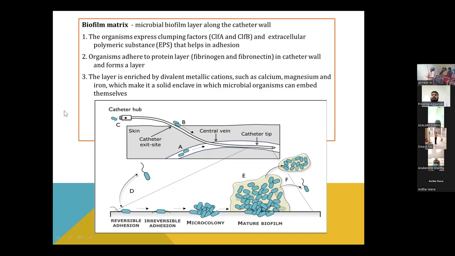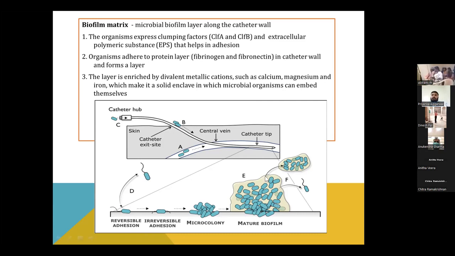So what is a biofilm matrix? Once the catheter is inserted, the outside wall and the inner lumen of the catheter are coated with a biofilm matrix. When the catheter is inserted, since it is a foreign material, the protein in our blood coats the catheter wall, both the outer layer and the inner layer. Upon this protein coating, the microorganisms start adhering. Initially one or two microorganisms adhere, a reversible adhesion, followed by an irreversible permanent adhesion, and that is what we call colonization of the catheter.